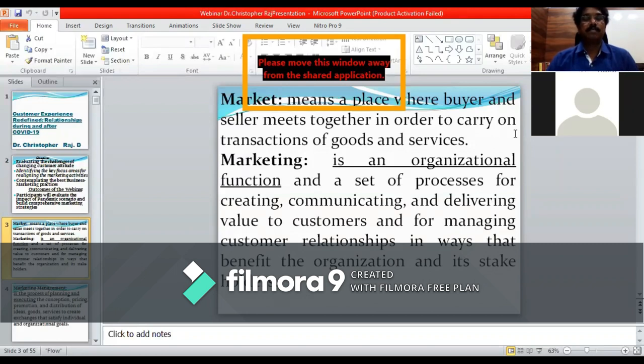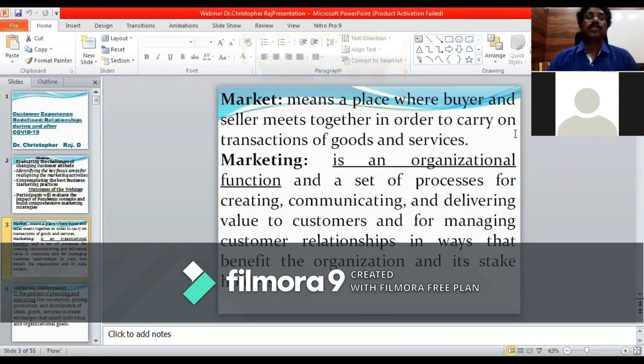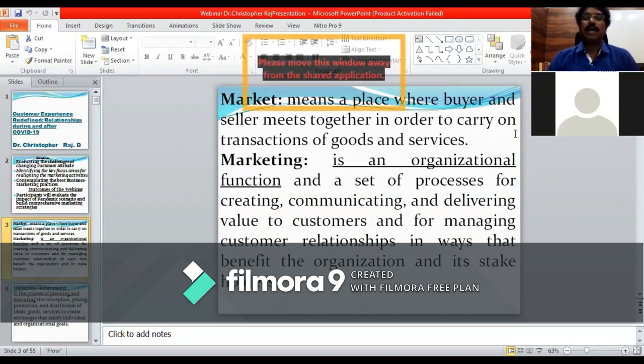Physical is, for example, buying fruits and vegetables in the market. It's a vegetable market, a fruit market, or a virtual market is buying goods online, or virtual markets like derivative markets. Coming to marketing, it is an organizational function and a set of processes for creating, communicating, and delivering value to customers and for managing customer relationships in a way that benefits the organization and stakeholders.